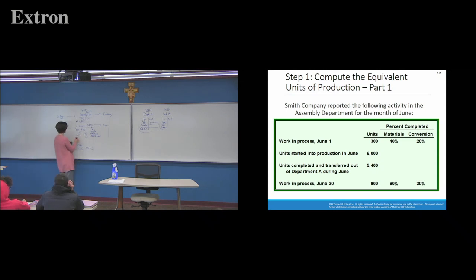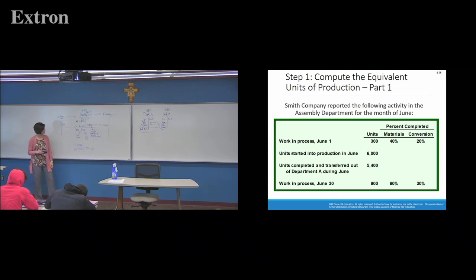So what's 900 times 60%? 9 times 6 is 54, right? It goes through your times tables, right? 9 times 6 is 54. 9 times 3 is 27, right? So what I've done is, these 900 units are 60% complete for materials. That's like having 540, 100% complete units in terms of materials. Those 900 units are 30% complete for conversion costs. It's like having 270 completed, 100% completed units in terms of conversion costs, okay?